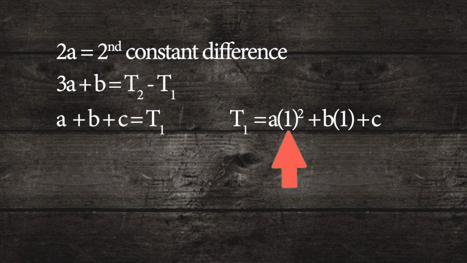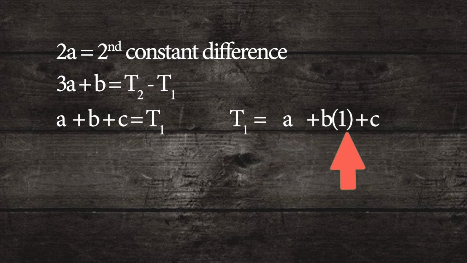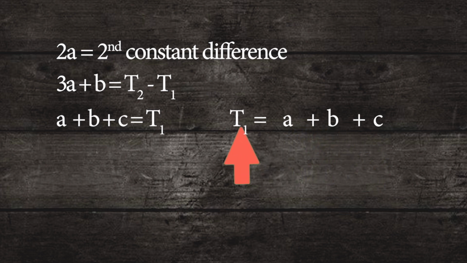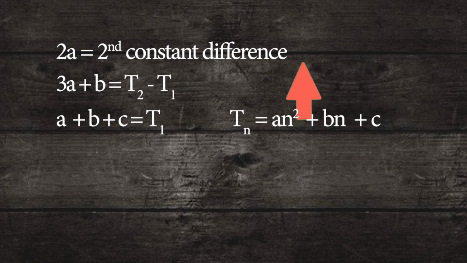That leaves us then with 1 squared gives us 1. 1 times a is a, plus b times 1 is b, plus c. And that's where term 1 equals a plus b plus c comes from. Now we can use this information to find any term in terms of a, b, and c.